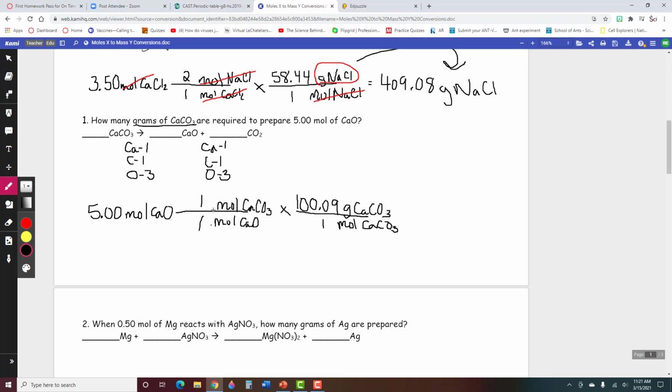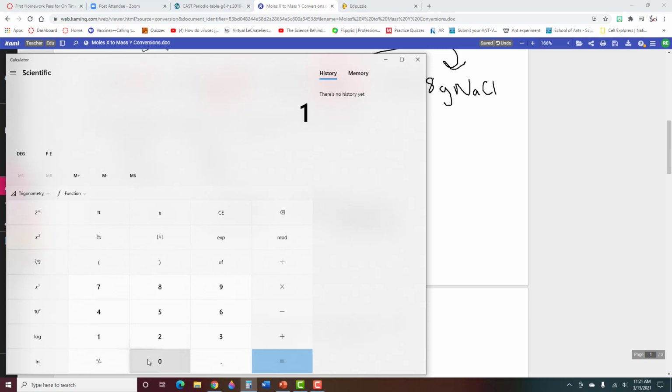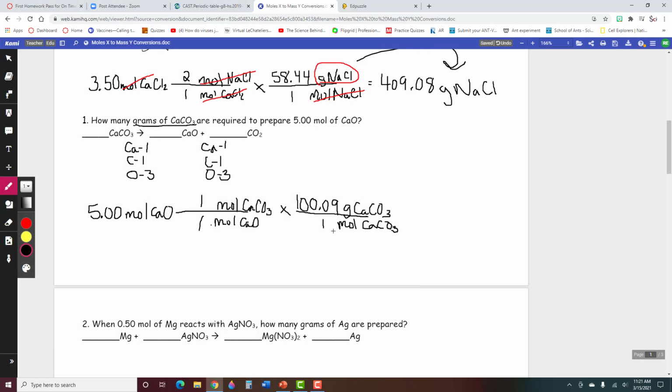Now you solve. Multiply by the top number, divide by the bottom. So this would be 5 times 1, which is 5, divided by 1, which is 5, times 100.09. I'm going to get a calculator for that. 100.09 times 5, 500.45, divided by 1 is still 500.45.